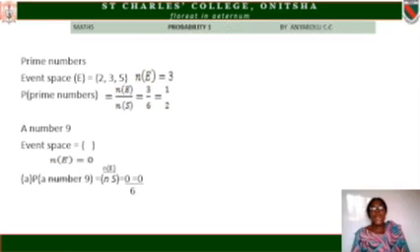A 9. The event space is the empty set because there is no 9 in tossing a die. So n(E) equals 0. The probability of getting a 9 in tossing a die is n(E) over n(S), which is 0 over 6, that is 0.